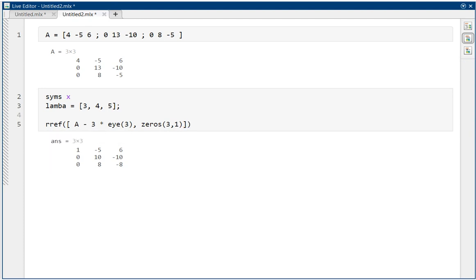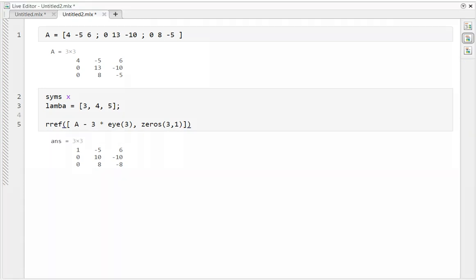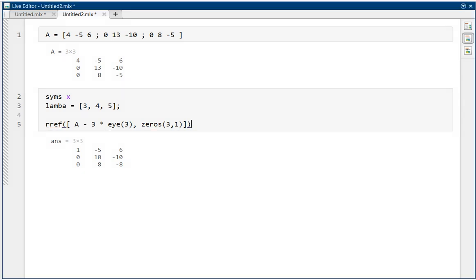So all in one step, let's see if I can break that down. This is the A minus lambda I. The square brackets, comma, zeros is going to augment the 0 vector that I need. And so now I have the augmented matrix that I want in the square brackets, so I just RREF it. Okay, so let's see that. Okay, so this is kind of cool. It's not too bad.